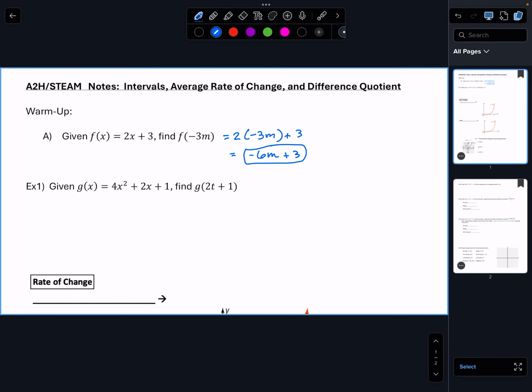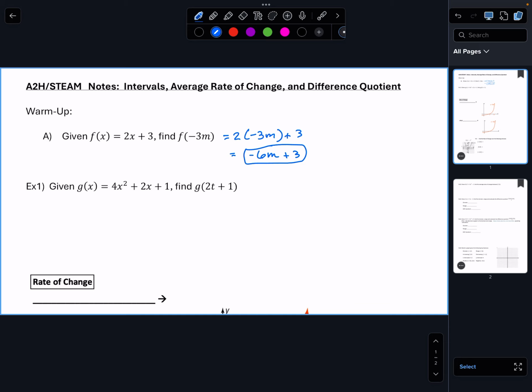All right, so we are looking at Algebra 2 Honors and STEAM notes, intervals, average rate of change, and the difference quotient today. In the warm-up, we've already completed that, and it's just review of the function notation worksheet. Example 1 is really review of the function notation worksheet too, but it gets a little more complex in the algebra. You have g of x, but they want x to be this binomial, 2t plus 1. So every place you see an x, you need to replace it.